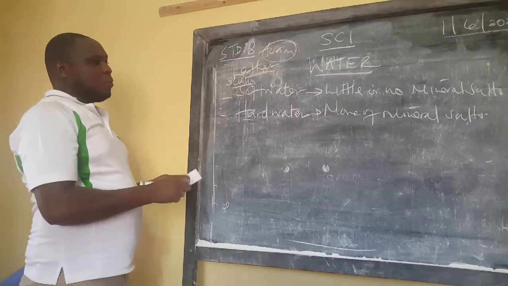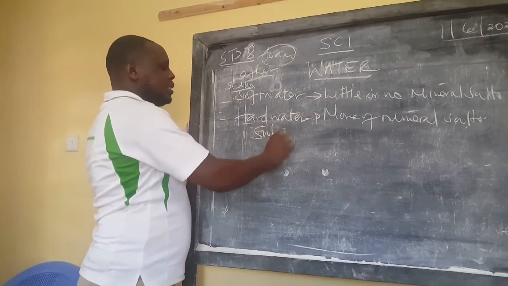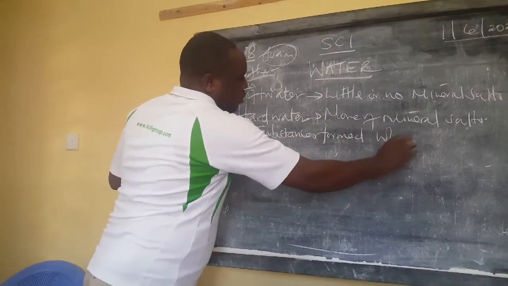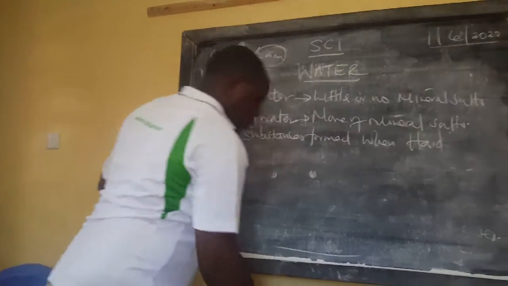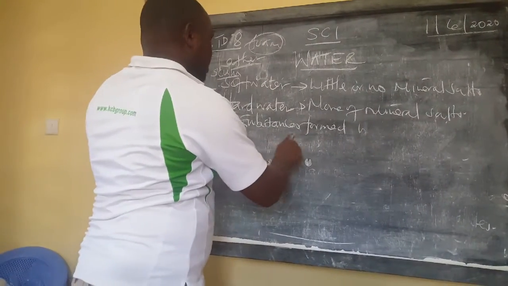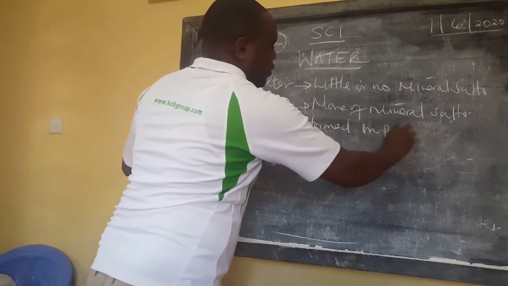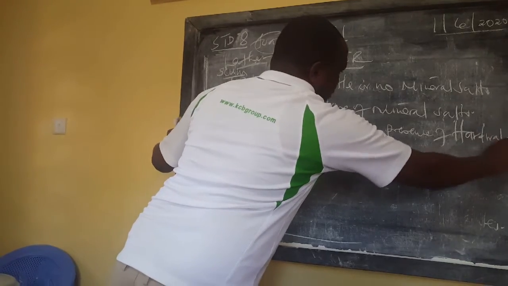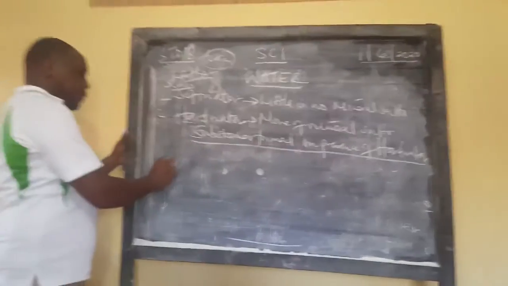I want us to move ahead and see substances formed when we add water, in presence of hard water. Substances formed in presence of hard water. So in presence of hard water, I've just talked about one, scum.